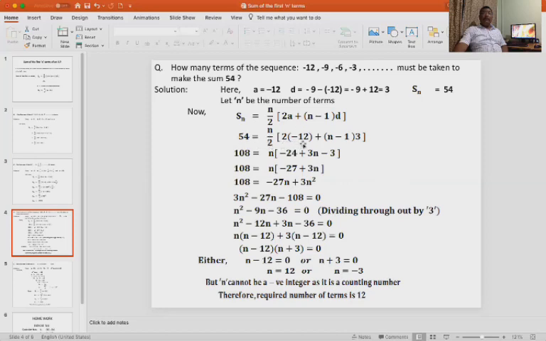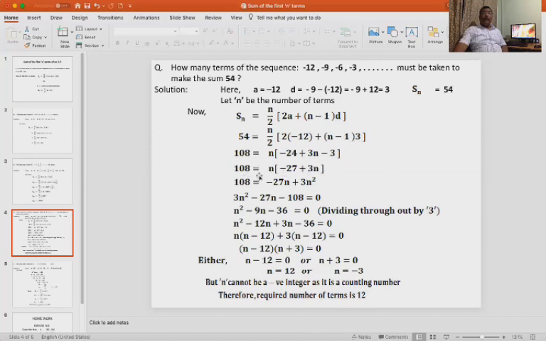Your a is -12, so we put here -12 plus n minus 1 into d, and your d is 3, so we put here 3. Now we cross multiply: 2 into 54, we get 108, which is equal to n into 2 into -12, which is -24. Now again we multiply inside, 3 into n is 3n, and minus 3 into 1 is 3.